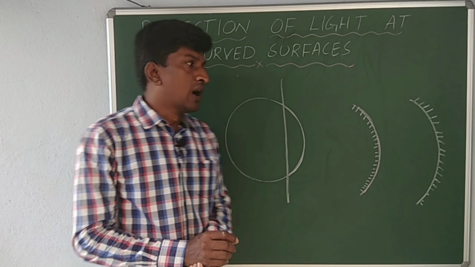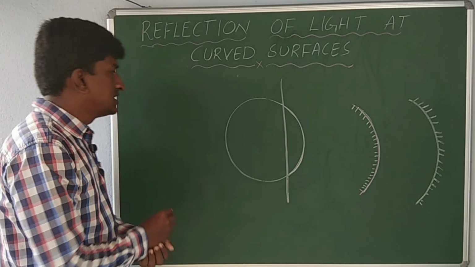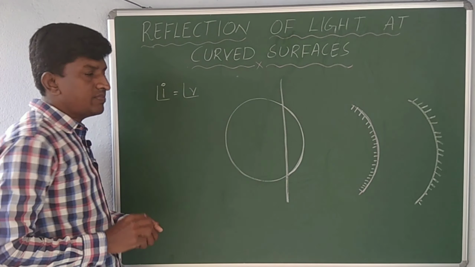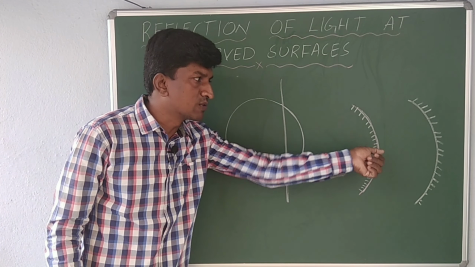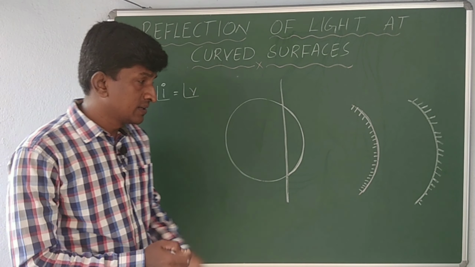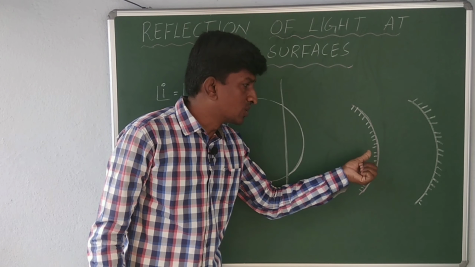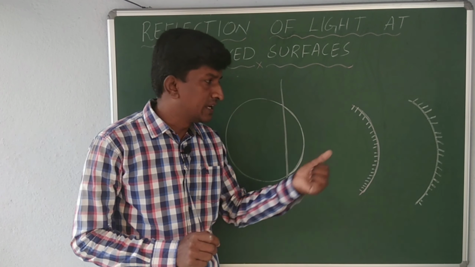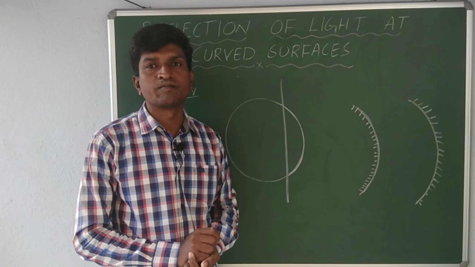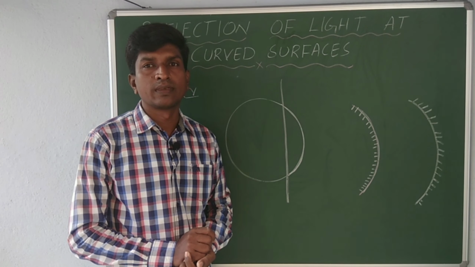Then how is this rule, angle of incidence equal to angle of reflection, applicable in the case of curved surfaces, because here it is very difficult to draw the normal line? How can we draw the normal line in the case of these curved surfaces? So let us discuss that.